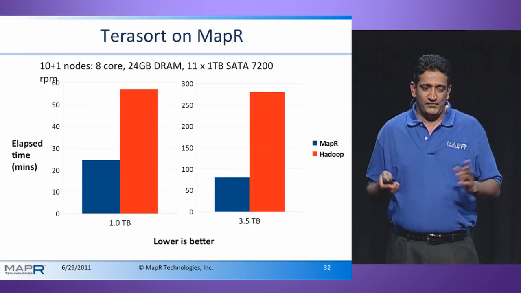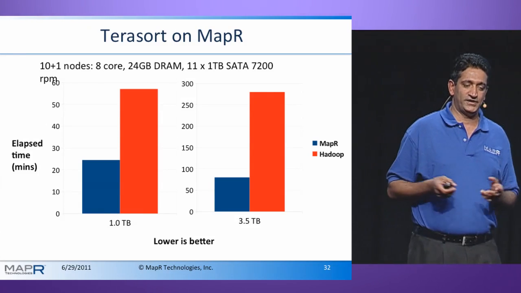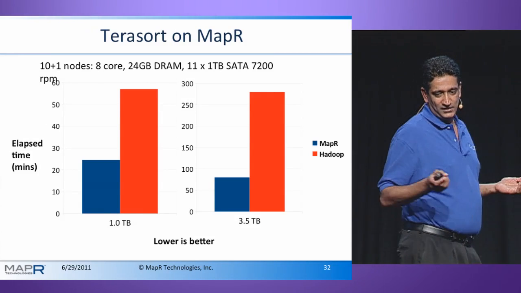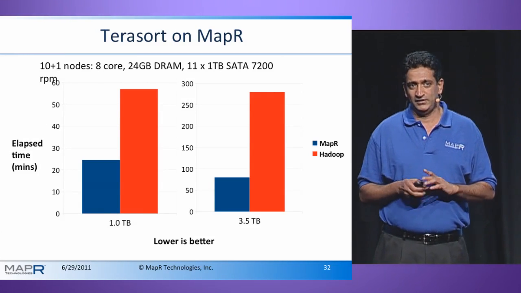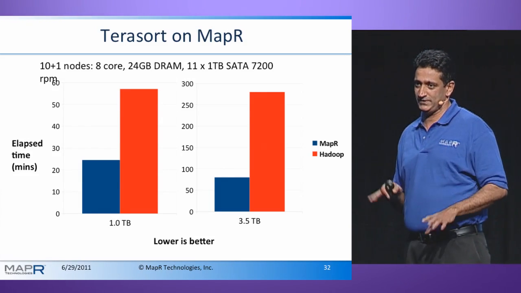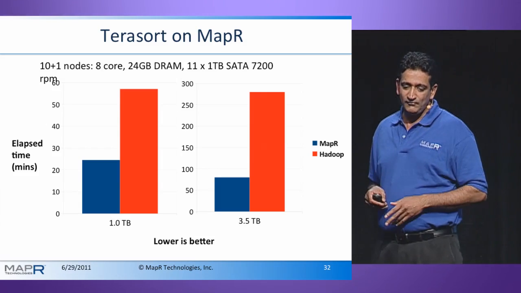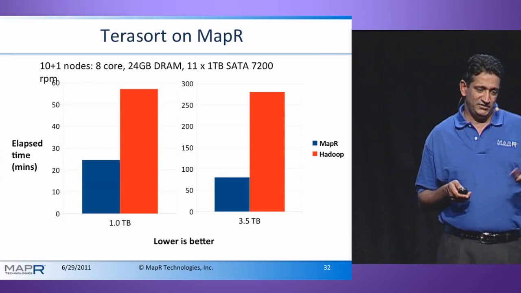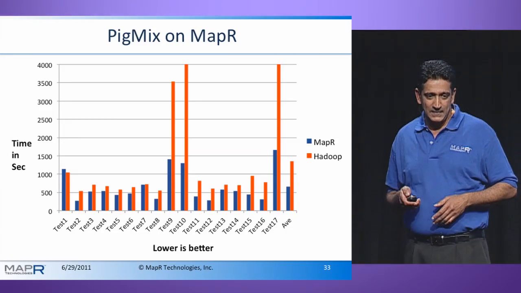TerraSort, how do we do here? We ran 2 different TerraSorts, a 1 terabyte TerraSort and a 3.5 terabyte TerraSort. None of these are with compression on, by the way. These are all uncompressed data. We're just trying to figure out how well the system performs. And we did reasonably OK here, too.